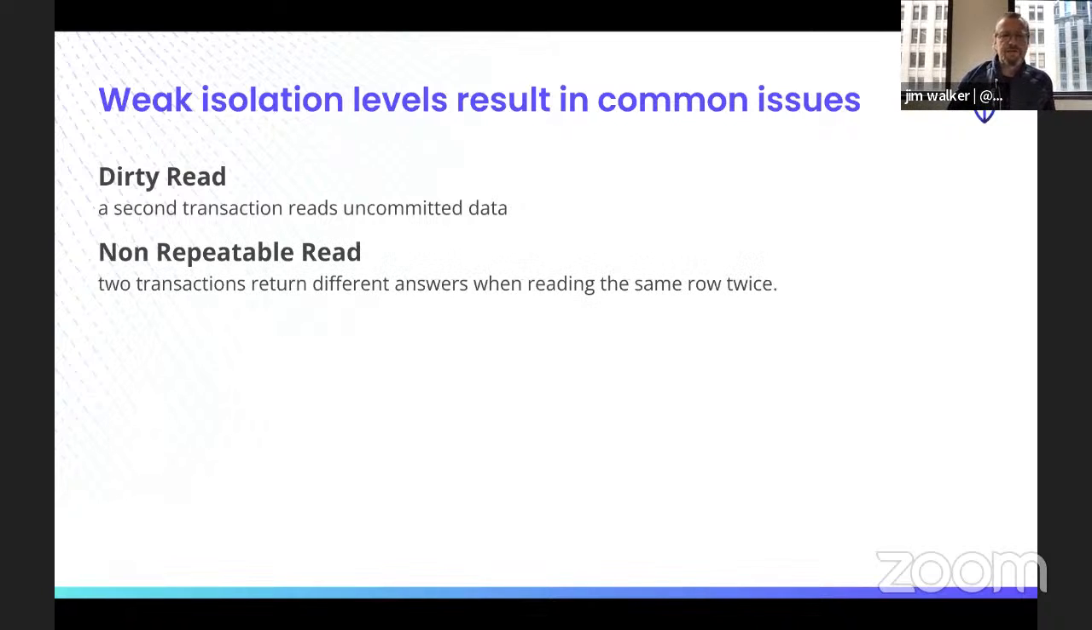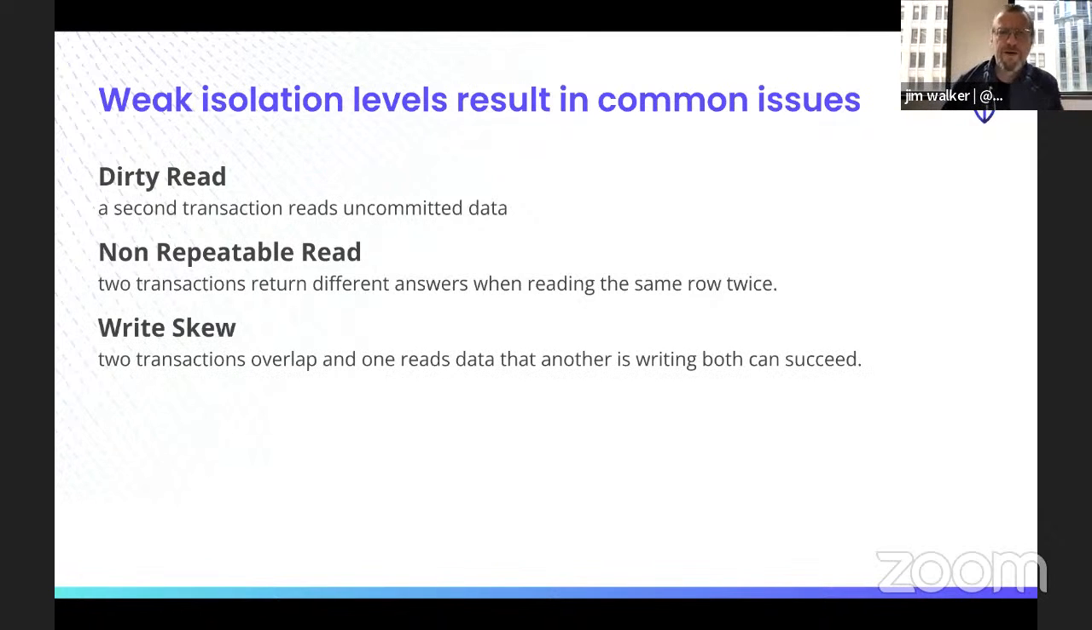There's another thing called a non-repeatable read, where two transactions return different answers when you read the same row twice. What this means is, one transaction is happening, another transaction reads the row, and then it comes through again and reads it, and it gets a different response. The initial response is gone. This happens a lot in lower level isolation levels.